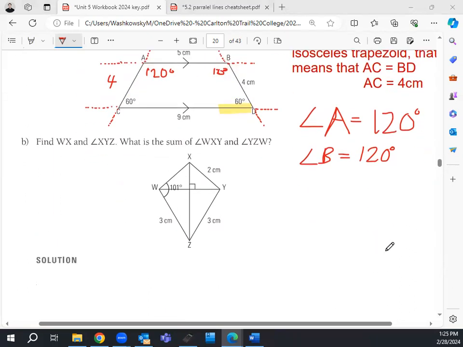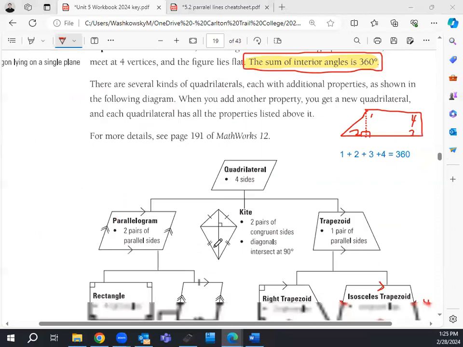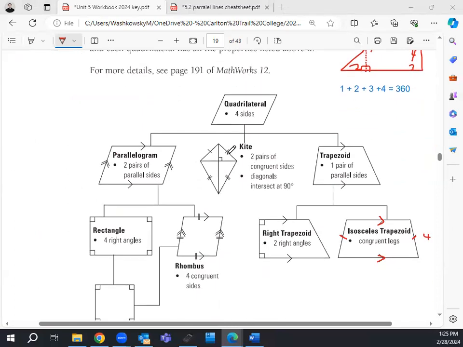So what about question B? What we have here, I'll go and look at my chart. I can see I have a kite here, which means those two lines are the same. These two lines are the same. These are all right angles in here.